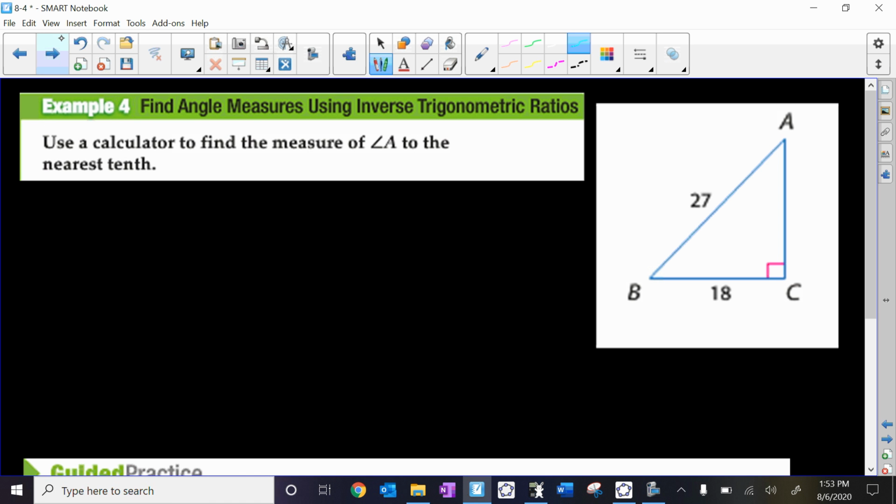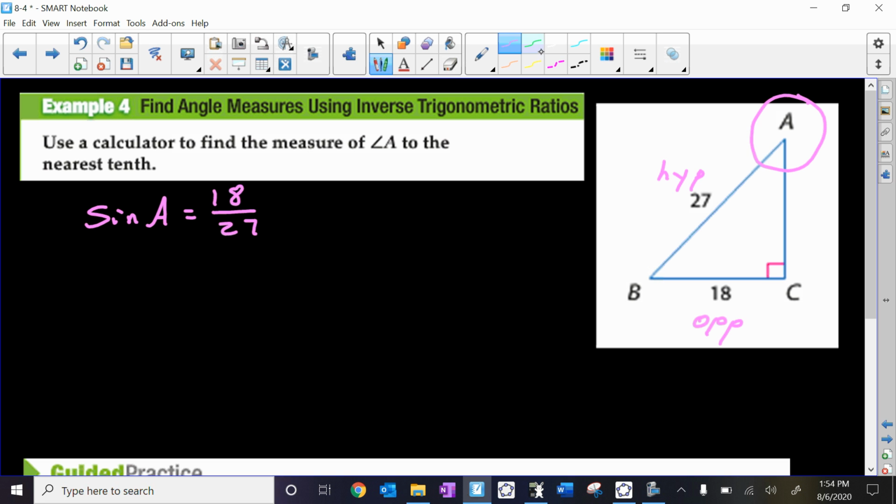Okay, so here's an example. I want to use a calculator to find the measure of angle A to the nearest tenth. So if I want to find the measure of angle A, that's this one, I'm going to use my side lengths. We know that 18 is the opposite, and we know that 27 is the hypotenuse in relationship to angle A. We know that the trig function that uses opposite and hypotenuse is sine, so we would say that sine of whatever that angle measure A is should be equal to the ratio of 18 over 27.